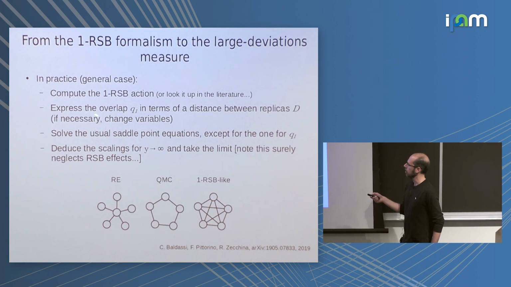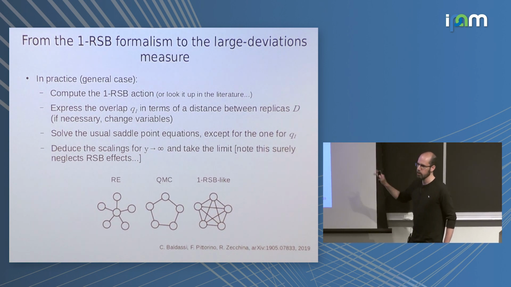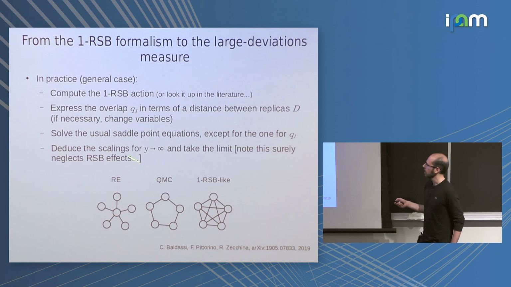In the 1RSB description, one gets an overlap parameter called Q1. We express that in terms of the distance between replicas, which might need a change of variable or not, depending on the problem. We solve the usual saddle point equations, except for one. So we have the usual scheme, and we remove one equation, and Q1 is going to become an external parameter. And then we also need to deduce the scalings in this limit, which might or might not be trivial.